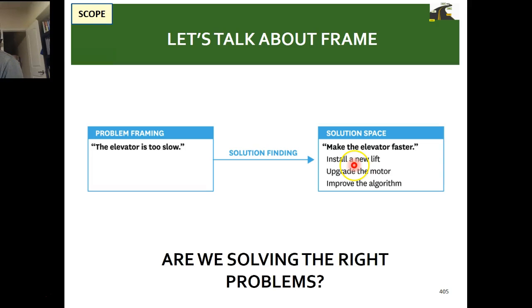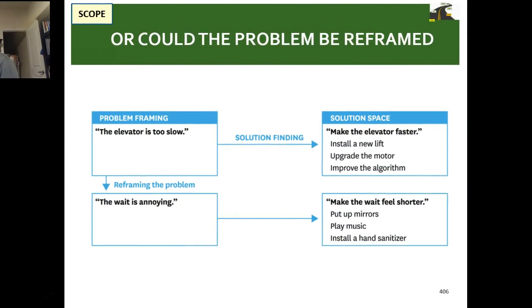Okay, so how could we do that? Install a new lift, upgrade the motor, improve the algorithm. But the question we need to frame appropriately is, have we framed the question properly? Is it that we perceive the elevator to be slow, or should we really be addressing the real issue, which is the same issue we see waiting in bars and restaurants, that the wait is annoying, and this is a classic queuing problem.